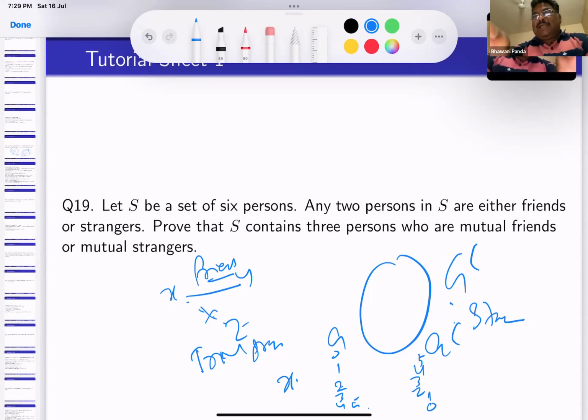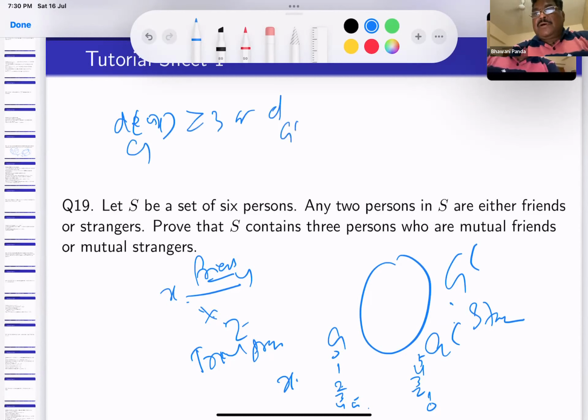So you can make a statement: for each vertex, degree of X in G is greater than or equal to 3, or degree of X in G complement is greater than or equal to 3. So at least the vertex will have at least degree 3 in G or at least degree 3 in G complement. Is this clear? Yes, sir. So without loss of generality, because the complement of G complement is G itself, this X has degree at least 3.